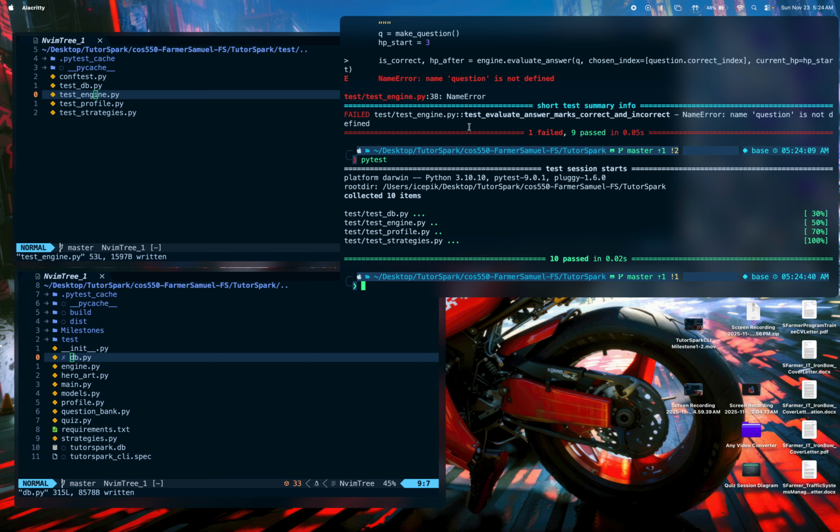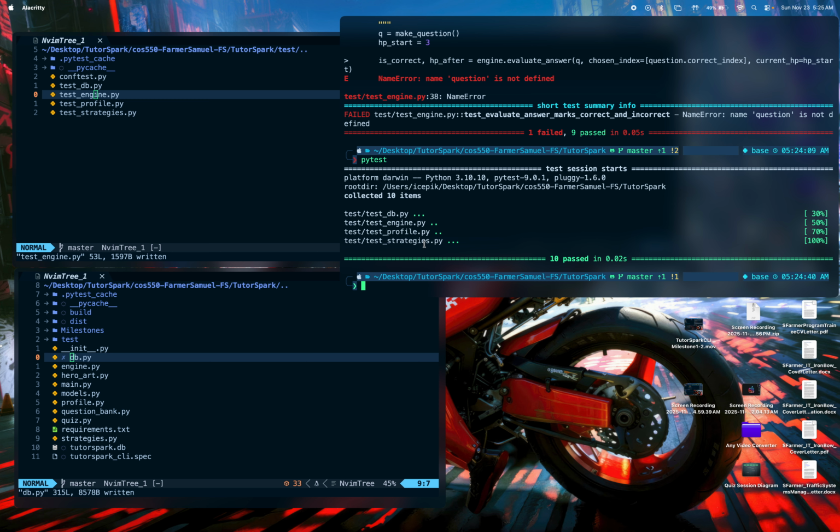Let's make sure all 10 tests passed. All right, so let's break down our 10 tests. There are two around the DB layer, two for the engine, two for the profile creation, and I believe three for the strategy. And I'm sorry, there's one more on the test_db as well.